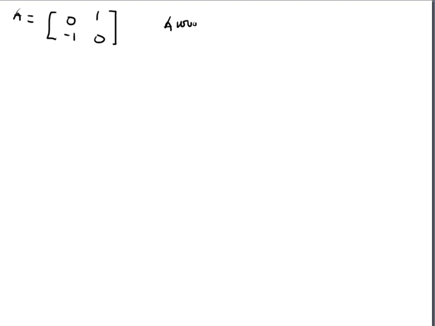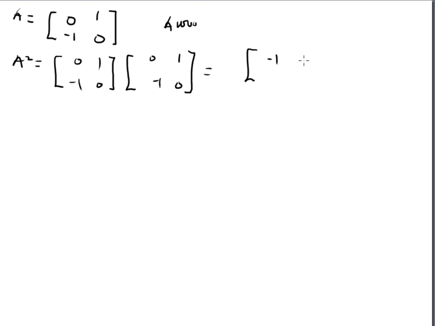Okay, so let's start. The first thing to do is to compute A squared. A squared is the matrix A multiplied by the matrix A, and this gives us negative 1, 0, 0, and negative 1. I want us to move fast, that's why I'm computing this quickly.